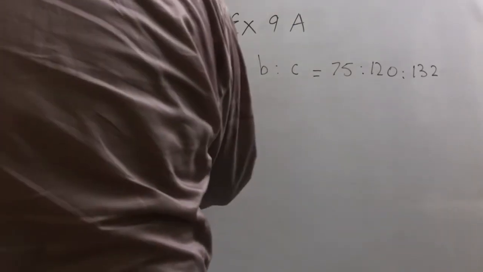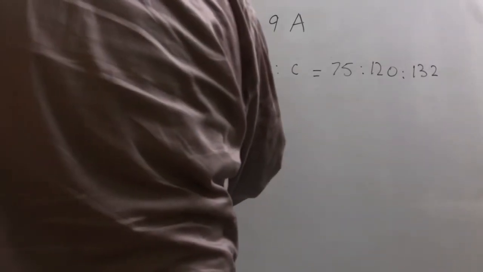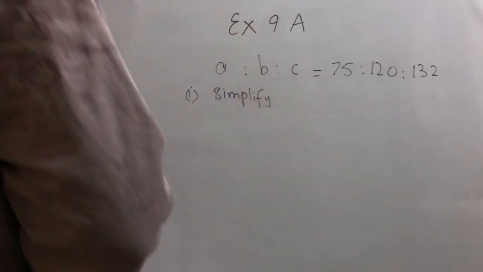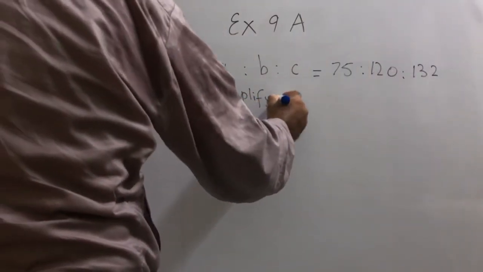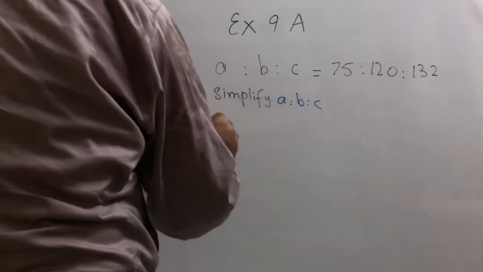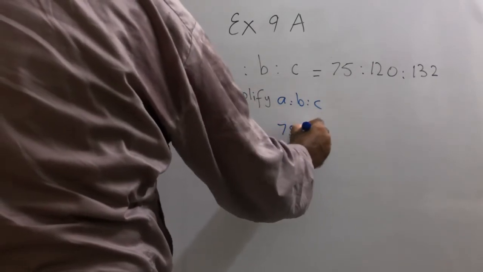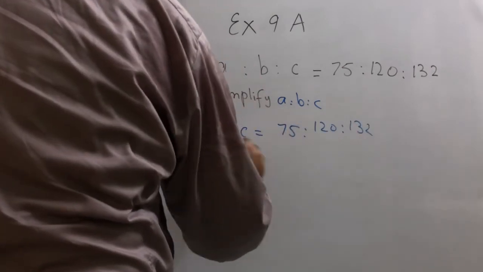Part 1 says, simplify A ratio B ratio C. We need to simplify A ratio B ratio C. It is very simple. So we will simplify the right side of the equality. The left side remains the same.